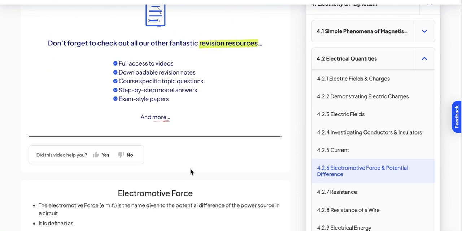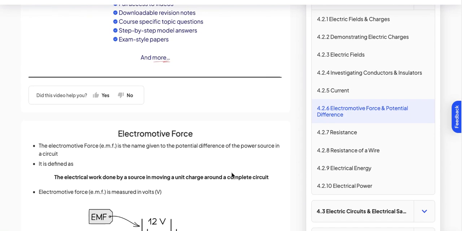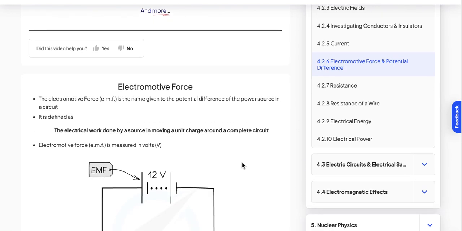Okay, so we've just seen a brief overview of the difference between electromotive force and potential difference. Just like we stated earlier, the electromotive force is the force or the energy that drives the charge to the rest of the circuit. It drives the charge from the source, the battery, to the other parts of the circuit, to the components, okay?